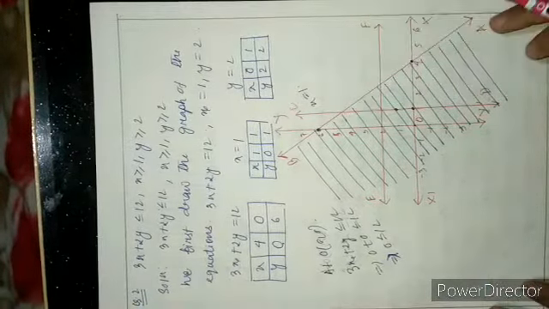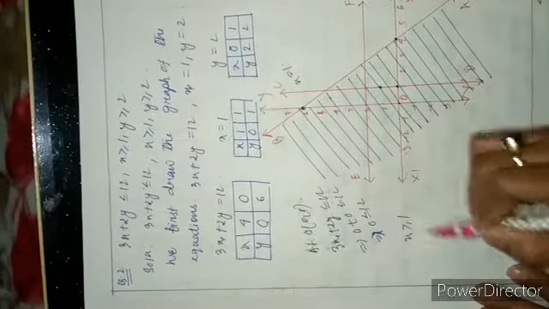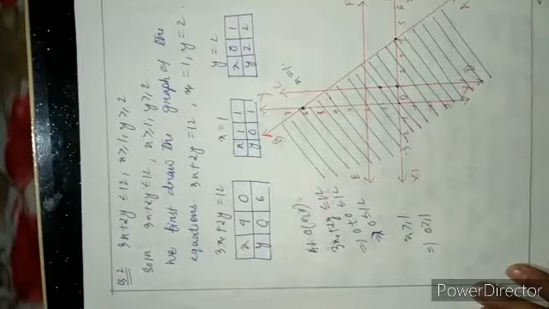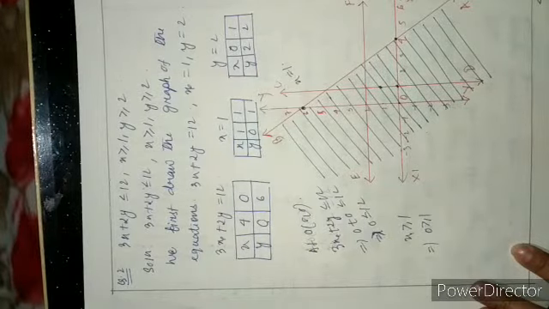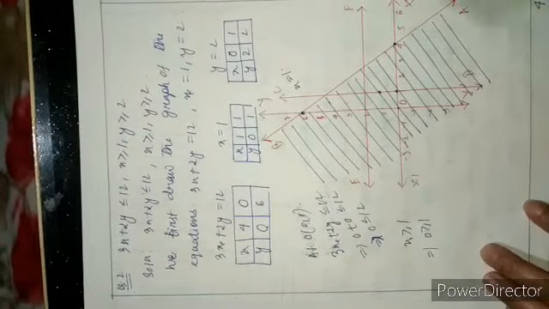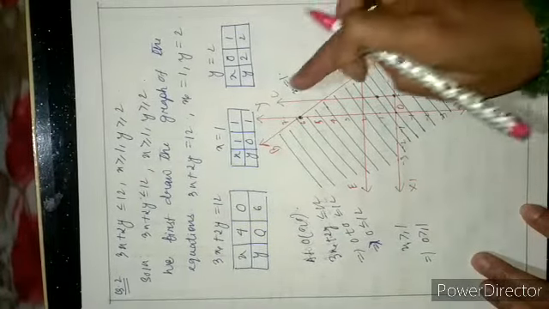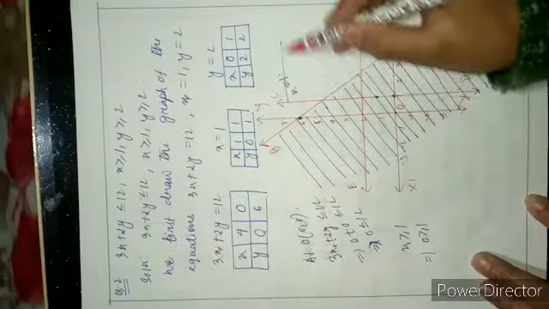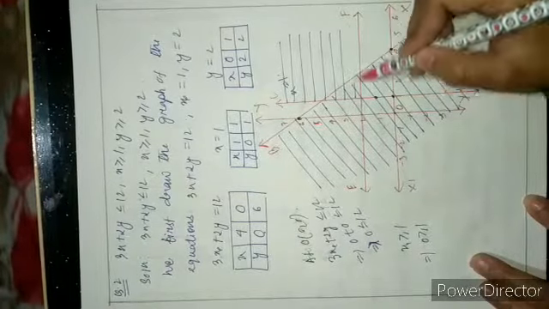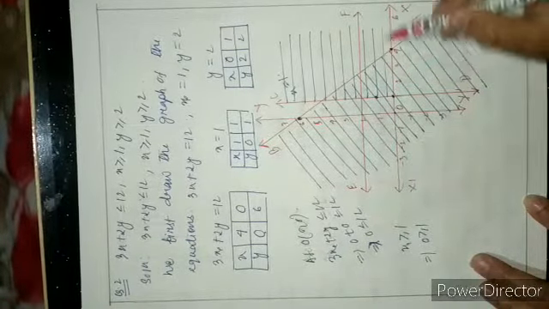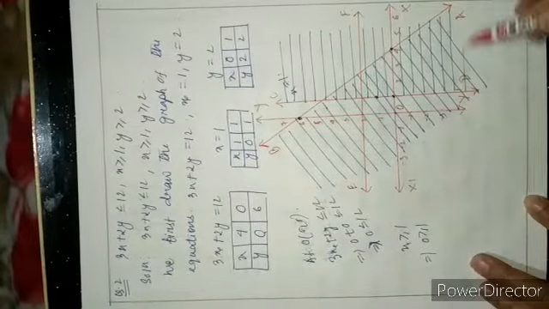The origin's coordinates are 0 and 1, so the inequality x is greater than or equal to 1 does not hold, and the correct half plane is on the right side of x is equal to 1. So the correct half plane of the inequality x is greater than or equal to 1 is the region on the right side of the line CD, including all the points on the line CD.